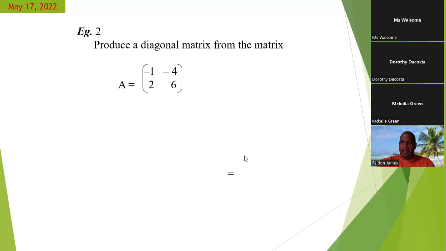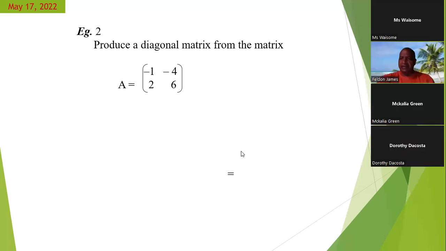All right, so let me check with Miss Darty first. Miss Darty, what did you get for your diagonal matrix? Sorry, 6, -4, -2, and -1. That's not the diagonal matrix, no, that's the adjoint matrix. What did you get, Miss Wilson? Sir, I got 6, +4, -2, and -1.